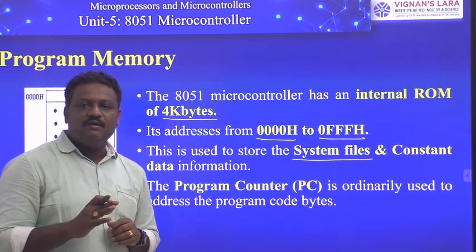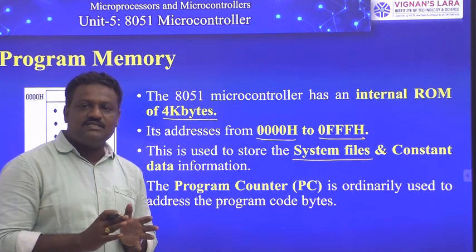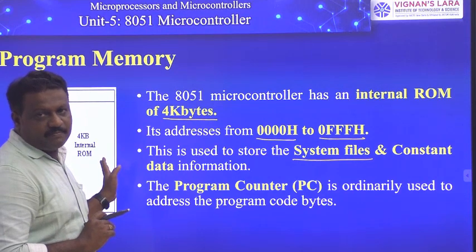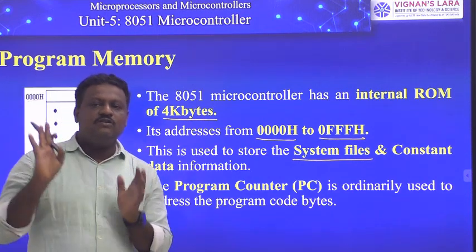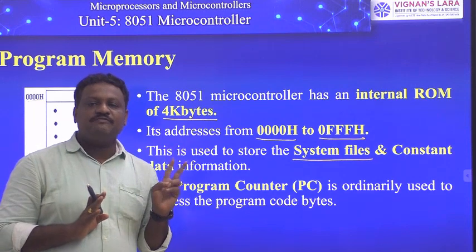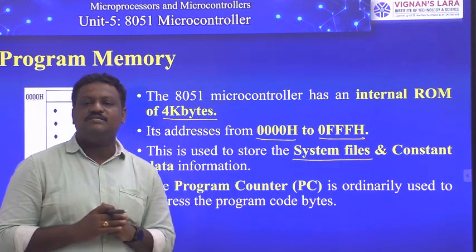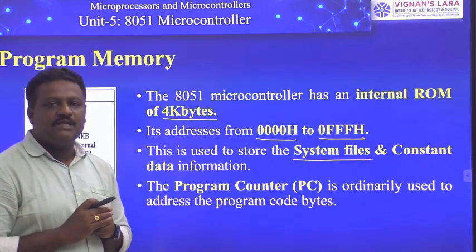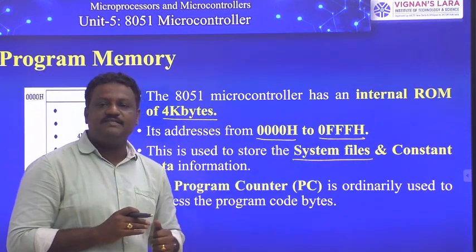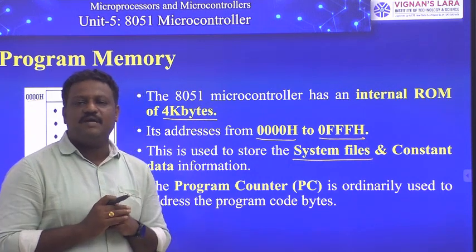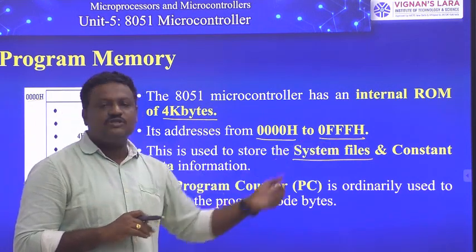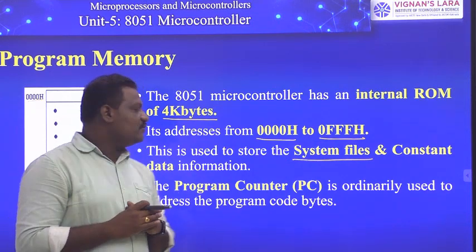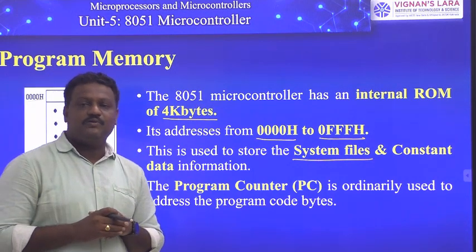Not only that, what are the data we consider as constants? That data is also stored in this internal read-only memory. So I repeat, this internal read-only memory is used to store two types of information. Number one is system files, that is nothing but the programs which are necessary for proper working of our 8051. Those programs we consider as system files, those are stored in this internal program memory. Not only that, it is also used to store constant data. The data which we consider as constant, those are also stored in this internal program memory.